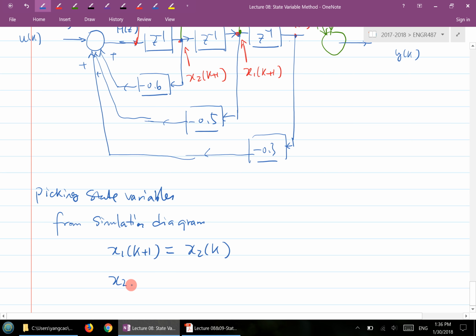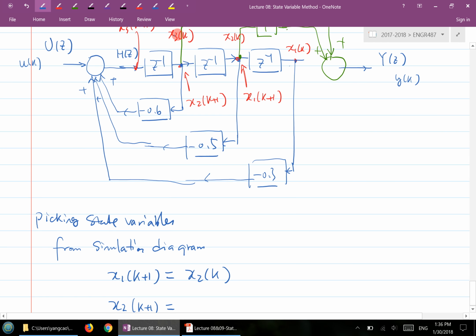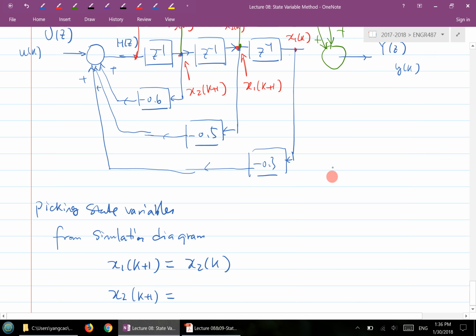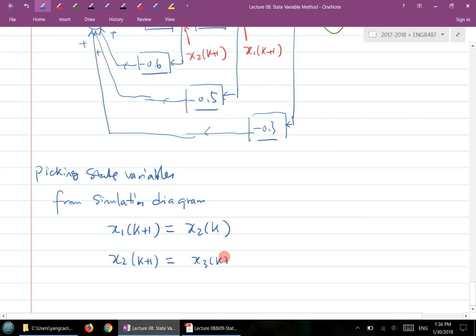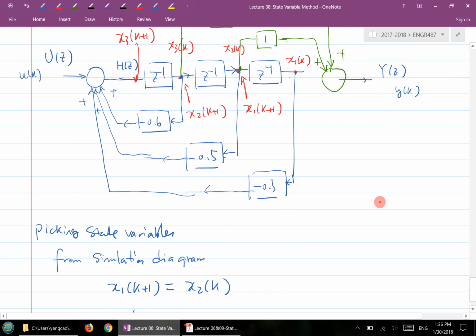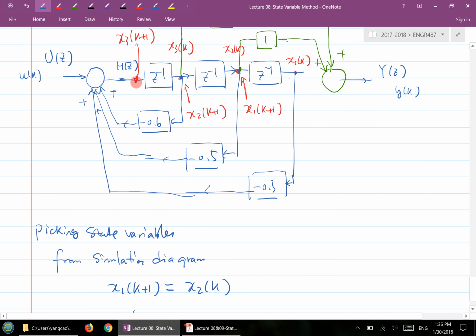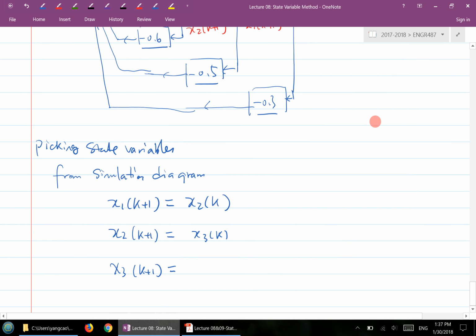And then your x2 of k plus 1, which is this location here, is just x3 of k, right? Just x3 of k. Then x3 of k plus 1. This one is a little complicated. So x3 of k plus 1 is at this location. So you can tell me now, what does x3 of k plus 1 equal to? Input plus this, right? So maybe let's just write down the obvious one here. It's plus u of k for sure, right?